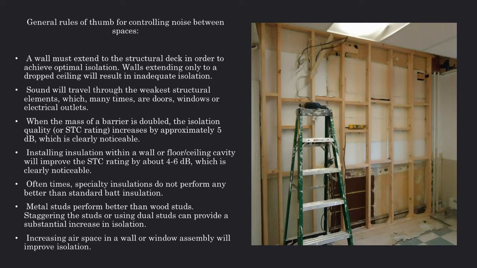Number 4. Installing insulation within a wall or floor or ceiling cavity will improve the STC rating by about 4 to 6 decibel, which is clearly noticeable. Number 5. Oftentimes, specialty insulations do not perform any better than standard batt insulation. Number 6. Metal studs perform better than wood studs. Staggering the studs or using dual studs can provide a substantial increase in isolation. Number 7. Increasing airspace in a wall or window assembly will improve isolation.